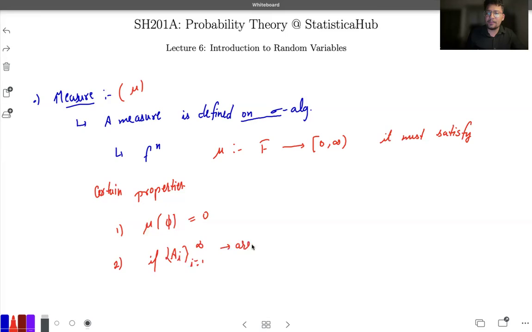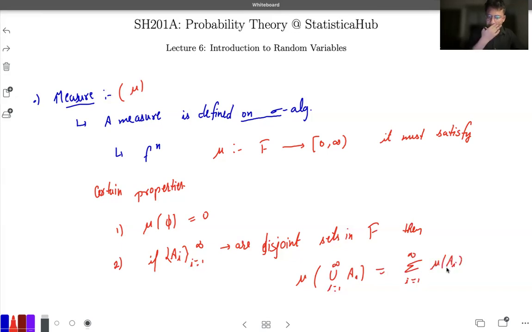if these are disjoint sets in the sigma algebra, then the measure of the union of A_i, i running from 1 to infinity, must be equal to the summation of mu of A_i, i running from 1 to infinity. So these two conditions must be satisfied by the measure, and then we can call this function a measure. The second property that we just wrote is known as countable additivity.